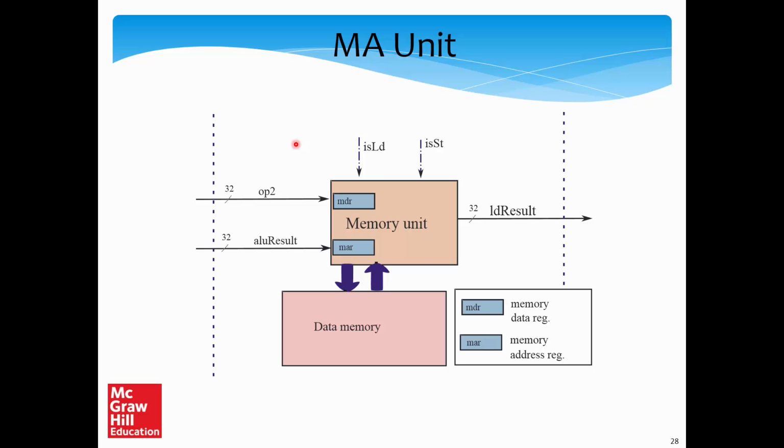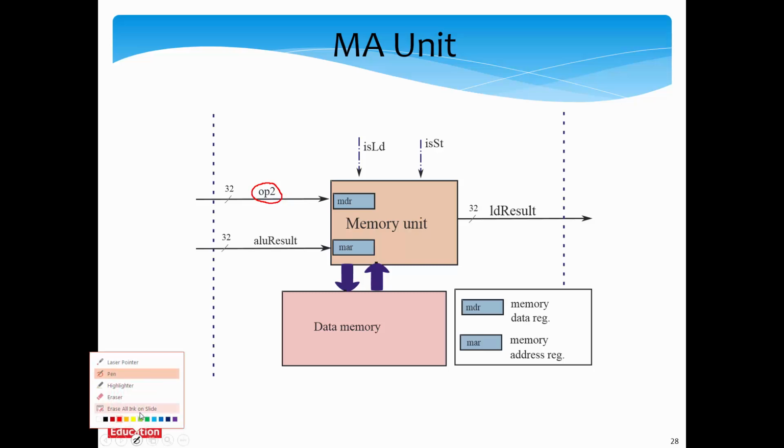So let us now consider the fourth stage, which is the MA unit, or the memory access unit. The memory access unit is very simple. It has a memory unit which is connected to the data memory. Inside the memory unit, let's first take a look at what it requires. For loads and stores, we actually require different things. So let's maybe first take a look at loads.